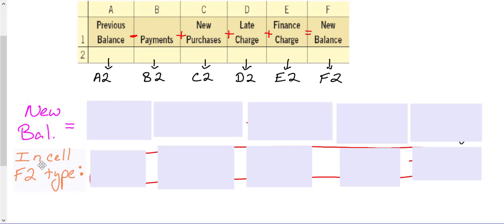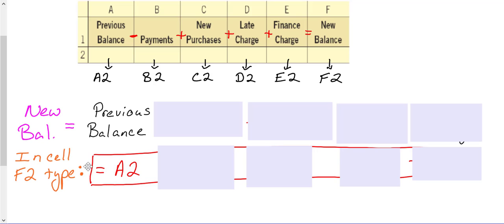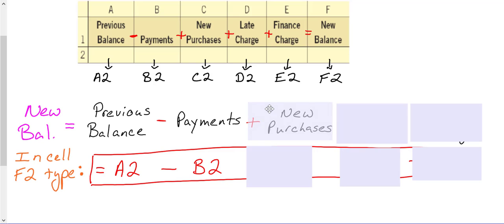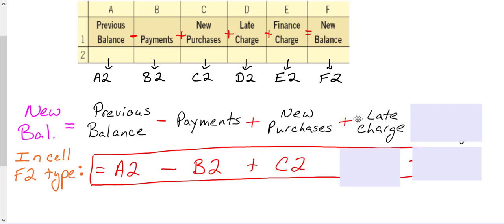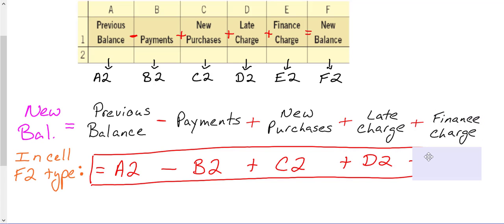So to get the new balance in F2, we would type the previous balance. Now remember, we always start with an equal sign in a formula on a sheet, on a spreadsheet. We want to subtract the payment, so that would be minus B2. Add the new purchases, so that would be plus C2. Add the late charge, so that would be plus D2. And then add the finance charge, which would be plus E2.